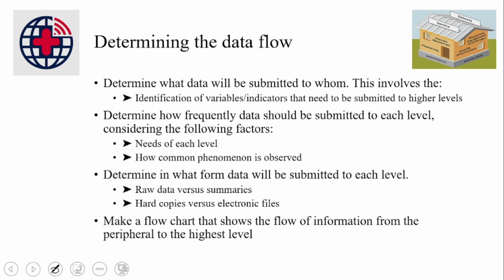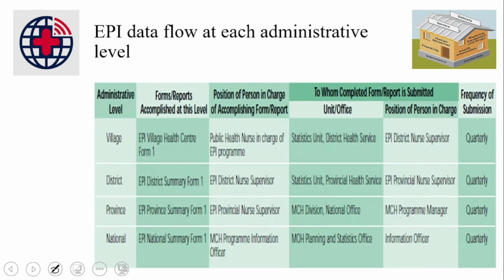The next thing is determining the data flow. Determine what data will be submitted to whom. Determine how frequently that data should be submitted. Determine in what form that data will be submitted. Make a flowchart that shows the flow of information from the peripheral to the highest level.